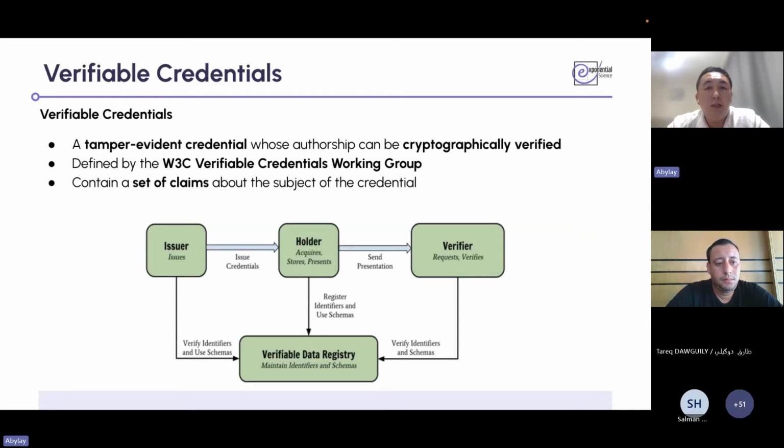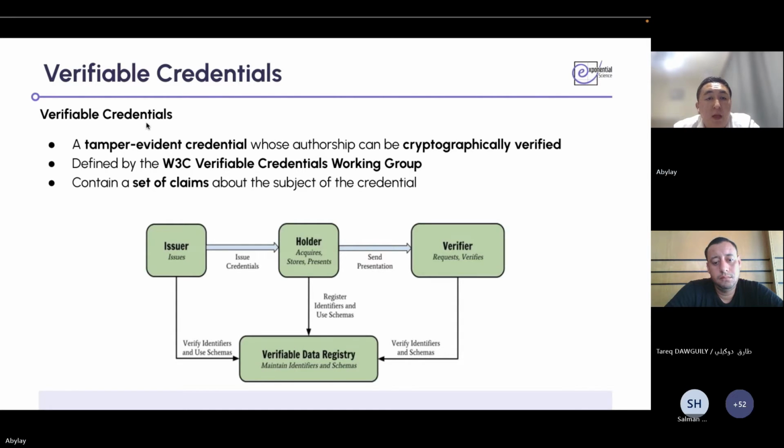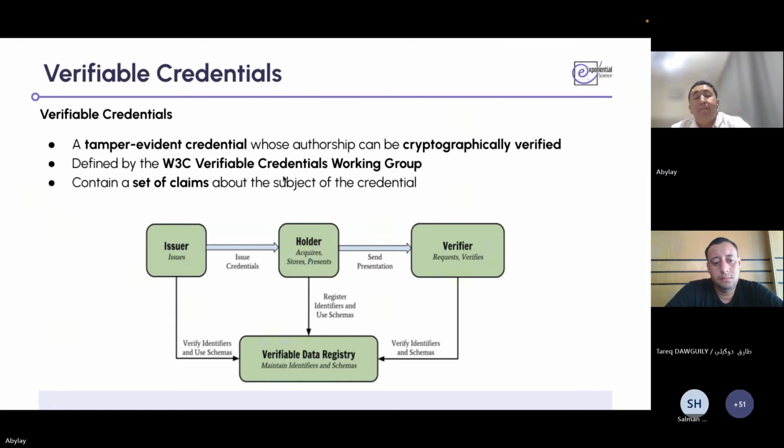And the second core component is verifiable credentials. As I said, we should have decentralized identifiers, and then we should also have verifiable credentials, which are tamper-evident credentials whose authorship can be cryptographically verified. It's also defined by the W3C organization. It has been standardized, so it's in the recommendation phase.